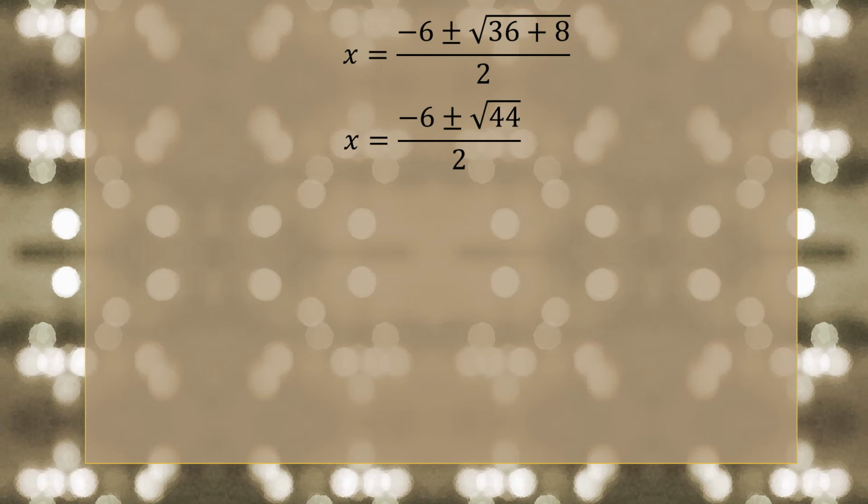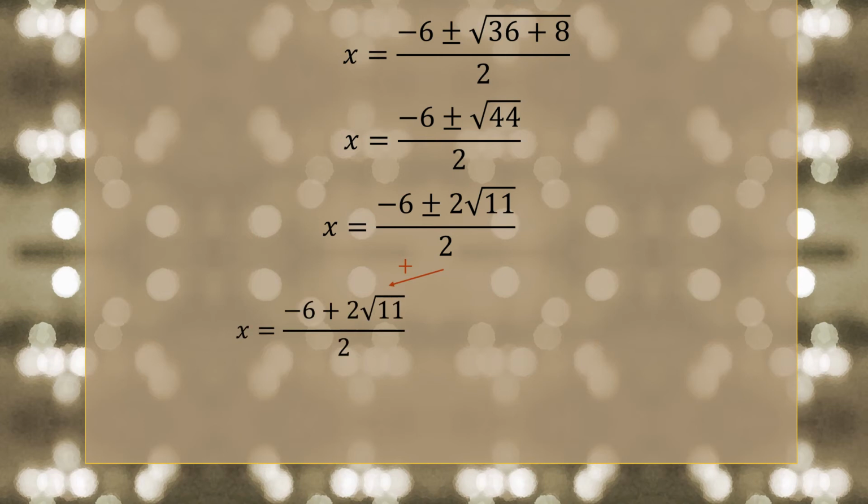Now we need to try to factor the radical. If you factor the radical, you should get 4 and 11, but 4 is really made up of 2 times 2 times 11. So because we had a set of 2's, it simplifies to 2 radical 11. From here, because we have the plus or minus sign, we do want to separate. The plus version would be x equals -6 plus 2 square root 11 all over 2.